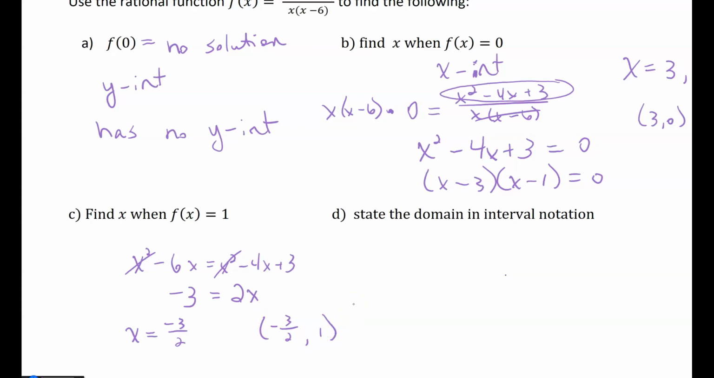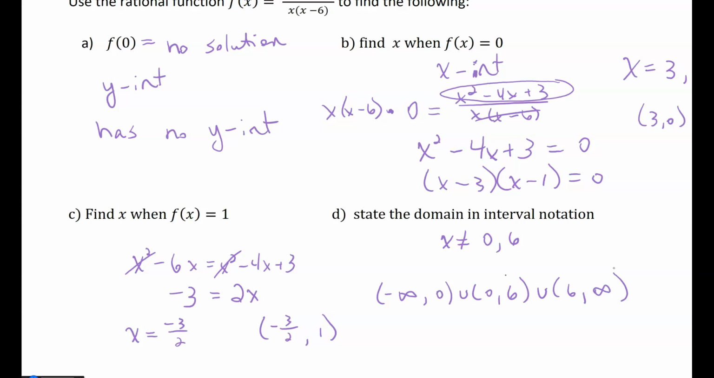Okay. And why I asked you to find this one will make more sense as we look into the actual lesson. Okay, the last piece was just to state the domain in interval notation. Again, if you go back to the domain and we look at the original denominator, we can see that x could not be 0 and x cannot be 6. So in interval notation, that means we're going to go from negative infinity to 0, and pick up again from 0 to 6, and then pick up again from 6 to positive infinity.